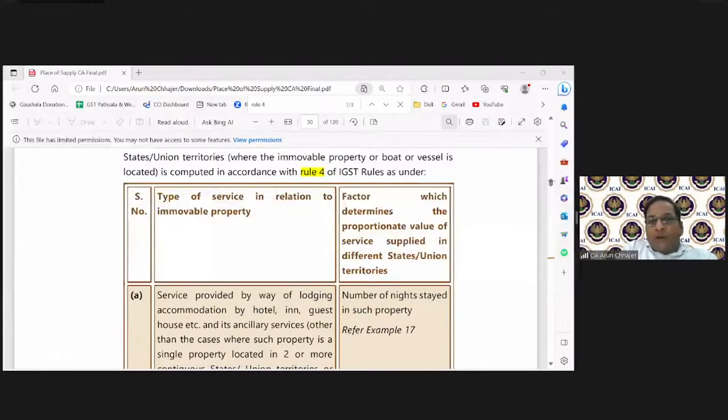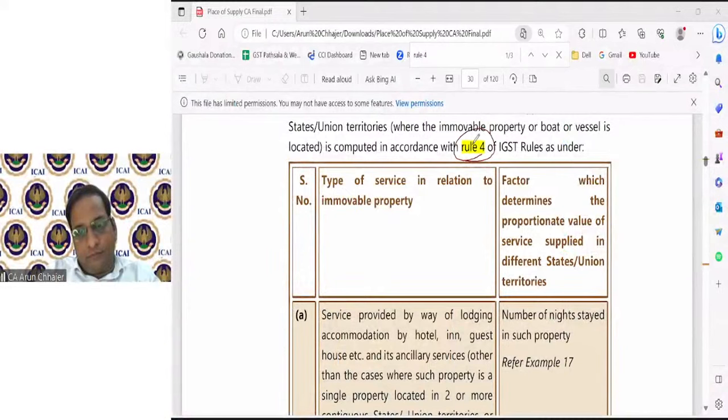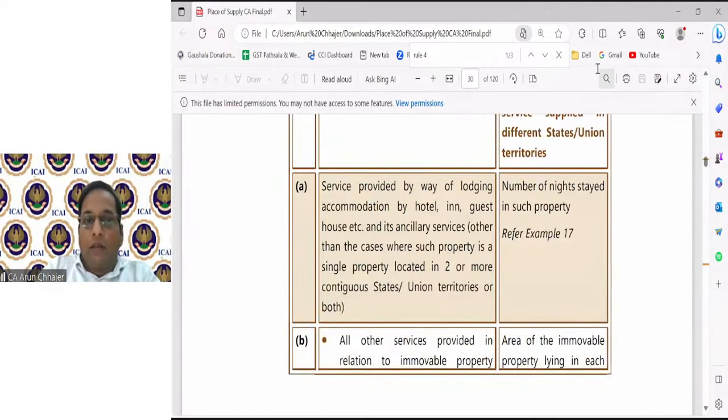Now let's read the respective rule, rule 4. It says that when service is provided by way of lodging accommodation in a hotel or guest house, and its ancillary services, other than the case where the property is located in a single state, the number of nights stayed in such property is considered.